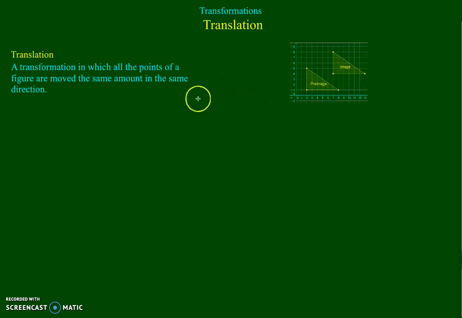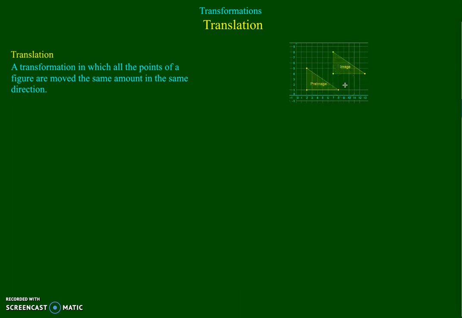In a translation, we're simply moving all the points of a figure the same direction and the same distance. So here we have a pre-image, that is the image before it's been transformed, and here we have the image. You can see that moving from here to here, we've moved 6 units to the right, and we've moved 3 units up. So all the points of the pre-image are moved 6 and 3.